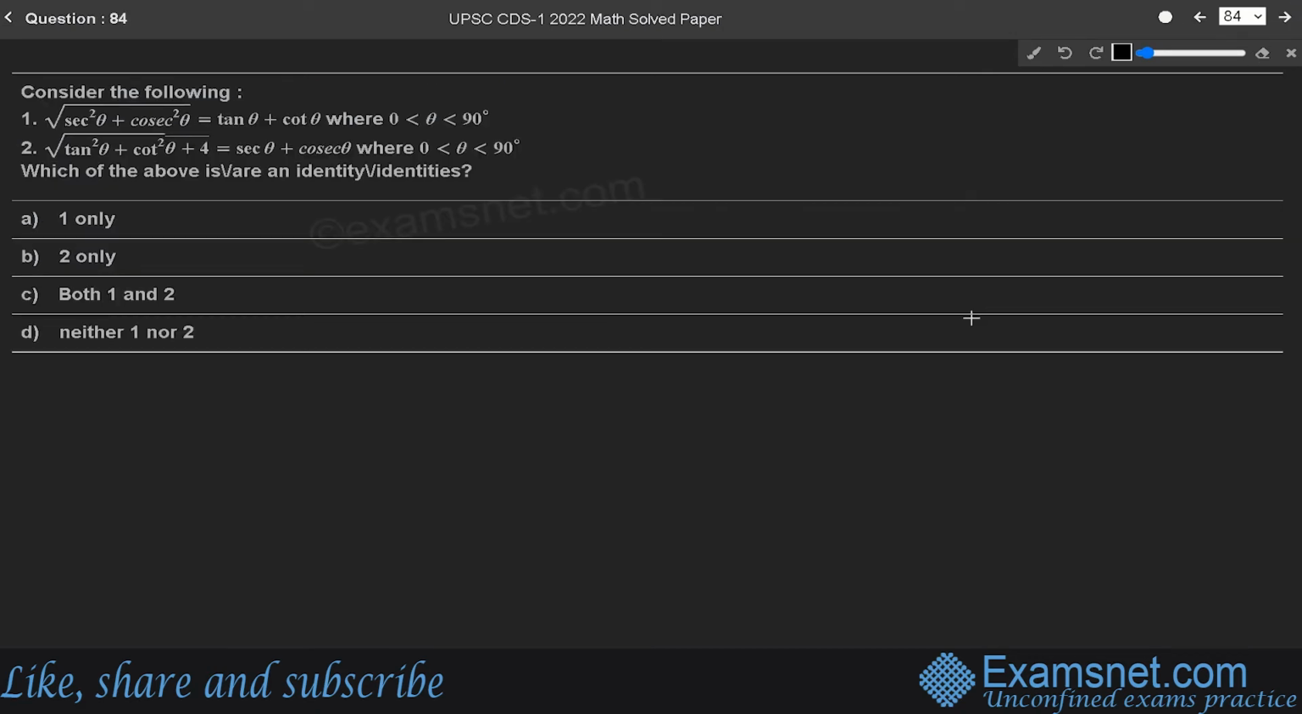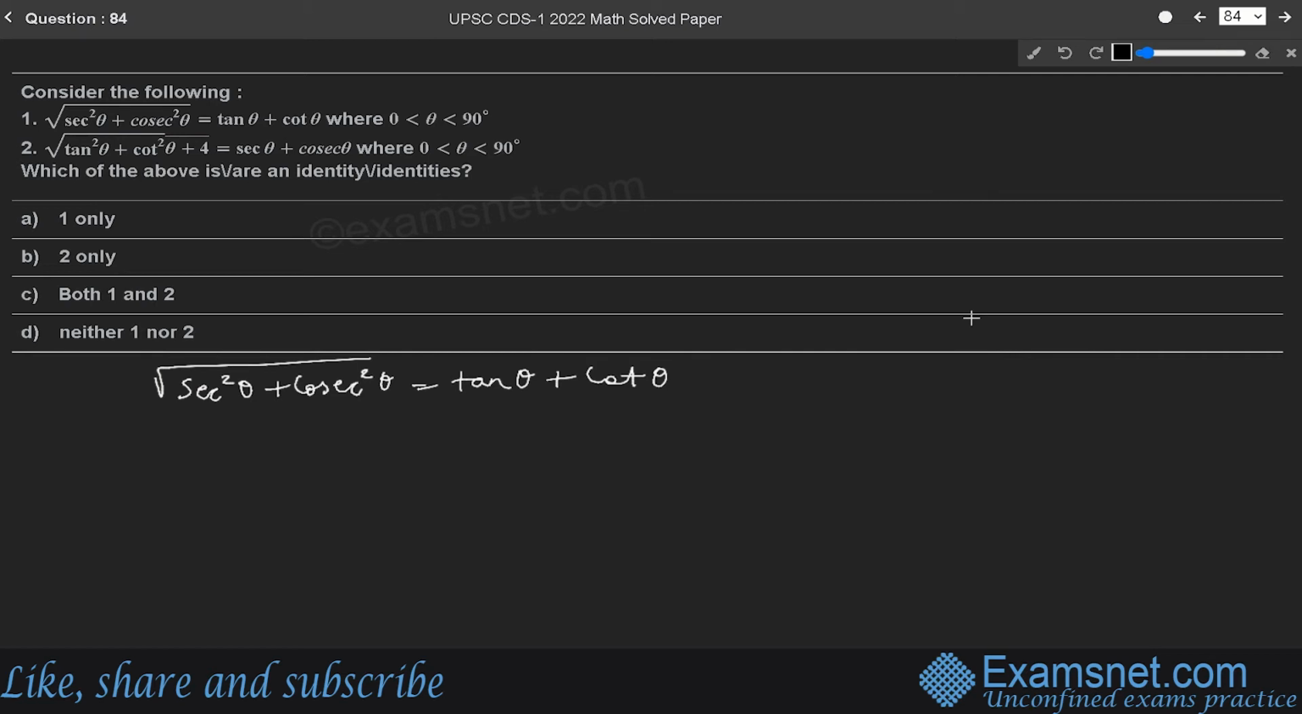Next question is, consider the following. First statement is under root of sec square theta plus cosec square theta is equal to tan theta plus cot theta, where theta is between 0 and 90 degrees. And the second statement is under root of tan square theta plus cot square theta plus 4 is equal to sec theta plus cosec theta, where theta lies between 0 and 90 degrees. We have to find which of the following statements or identities are correct.